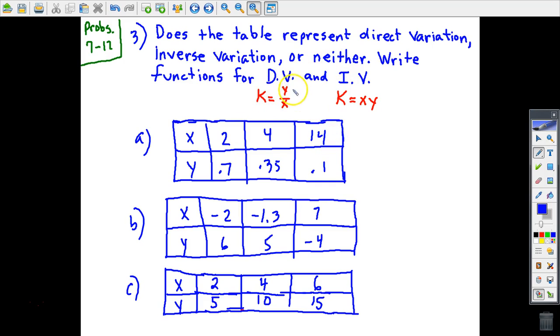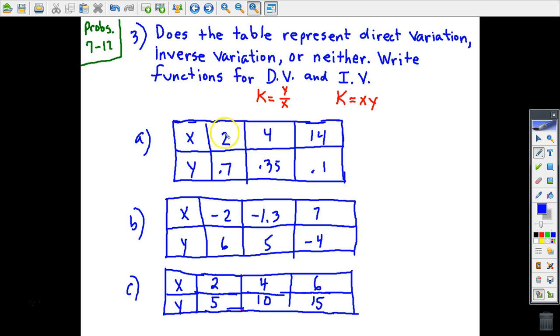I'm giving you a little hint here on how you can tell whether or not the table represents direct variation or inverse variation. And it's how we come up with k. For direct variation, we come up with the number constant k by doing division, y divided by x. For inverse variation, we come up with this constant, we've been doing this already in the previous examples, we multiply x times y.